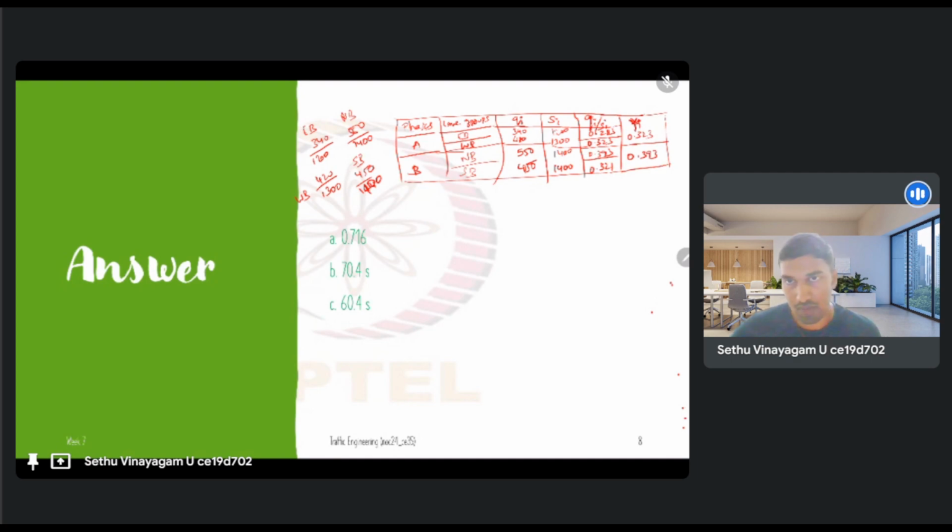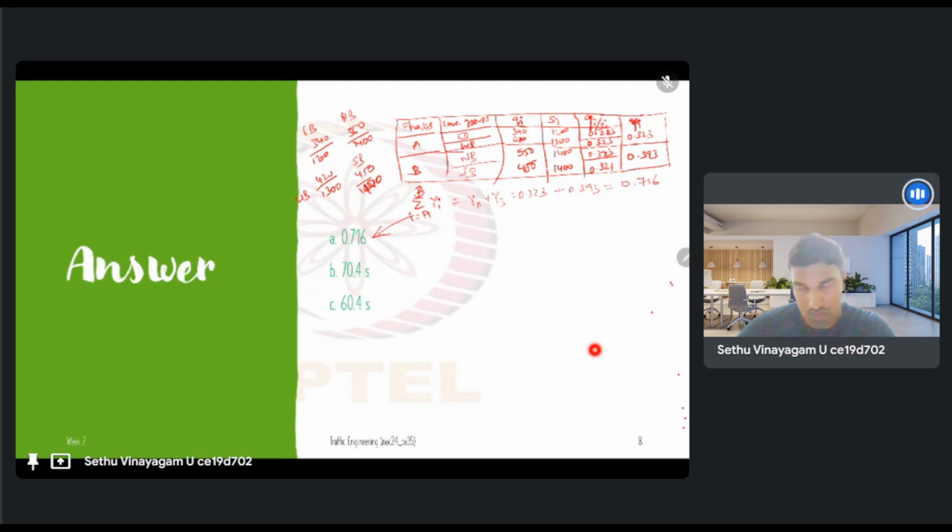So for two phases, we have two critical flow ratios. Finally, the question was to find the summation of these YIs, from 1 to 2 or A to B. That will be YA plus YB, so 0.323 plus 0.393, which is 0.716. So that is the answer for the first part.